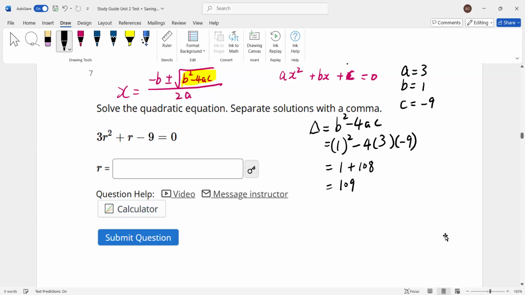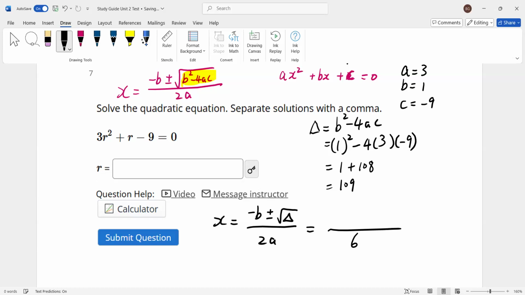Now we have the delta found. Let's plug the values into the famous quadratic formula. x equals negative b plus or minus root delta. We have the delta already, all over 2a. The denominator 2a is twice a. a is 3, and twice a is 6. That's the denominator. The numerator has two parts.